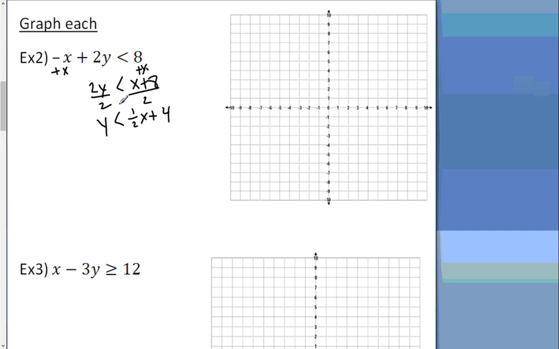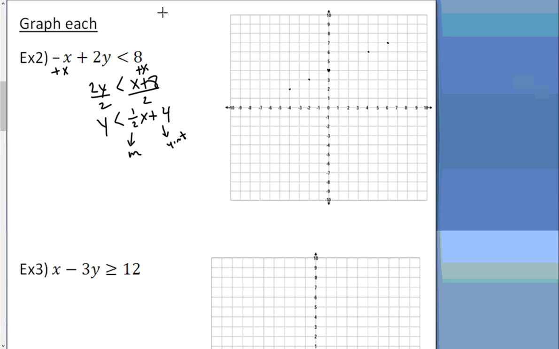Okay? If that doesn't make sense to you, you need to go back to those lessons on y equals mx plus b and re-watch them. But by now, this should be pretty easy for you. So remember, this is my slope, and this is my y-intercept, my b. Okay? So let's graph that. Start at 4, dot here. Go up 1, right 2, up 1, right 2, up 1, right 2, down 1, left 2, down 1, left 2. So my graph is going to look like that.